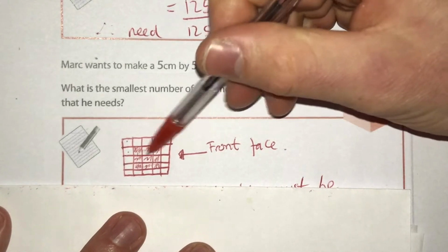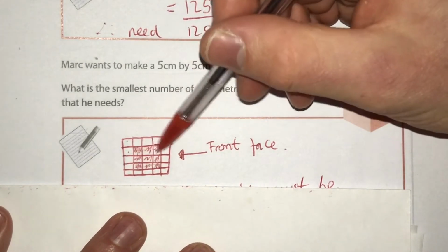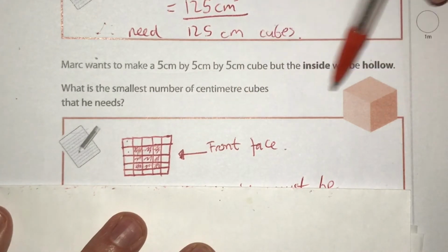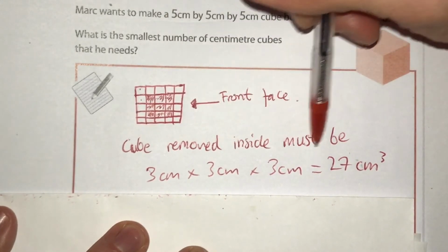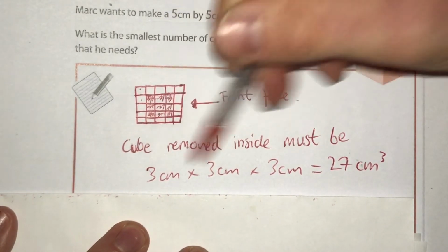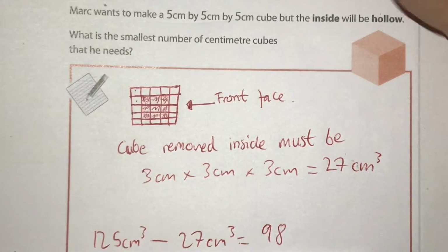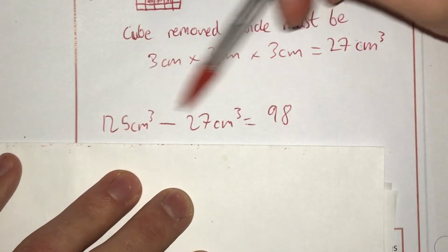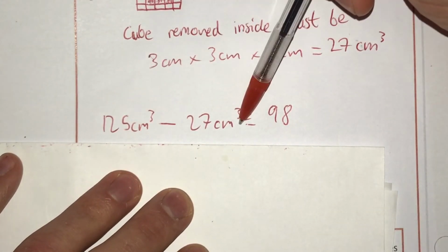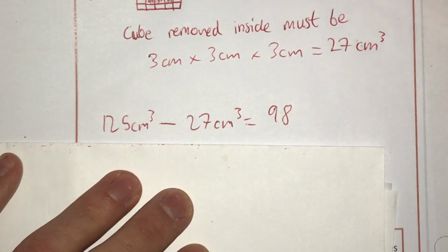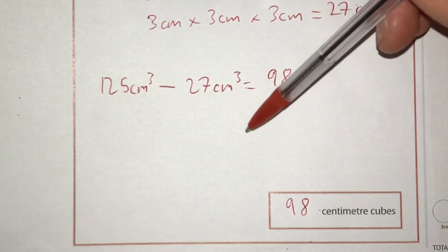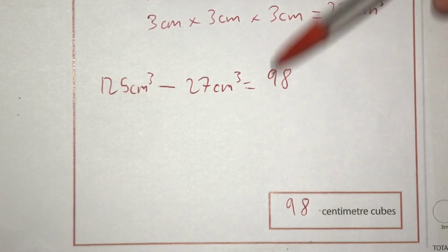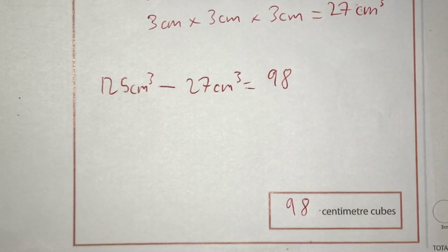So how big is that cube? Well, that's 3. So if we know that it's 3 inside, it's got to be 3 by 3 by 3, the cube inside, which we need to take out. So the cube removed inside must be 3 by 3 by 3. So I've multiplied them, which is 27. You get a mark for that. So then to find out how many are left, I'm going to use my answer from the previous question, take away the 27, which gives me an answer of 98. So for attempting to take away from 125, again, you get a mark, and then your final answer of 98 centimetre cubes.